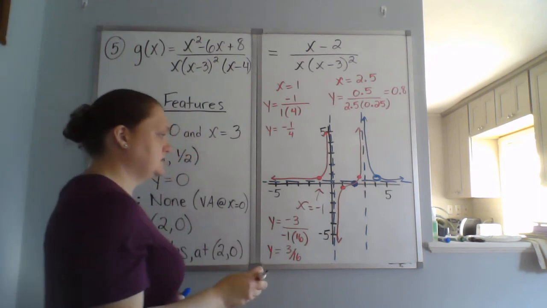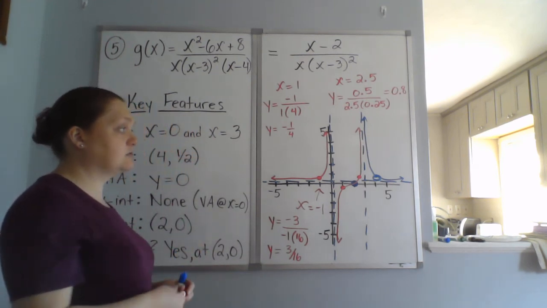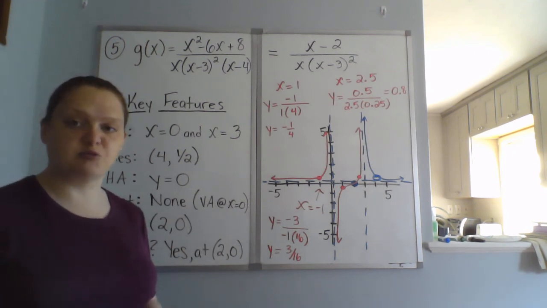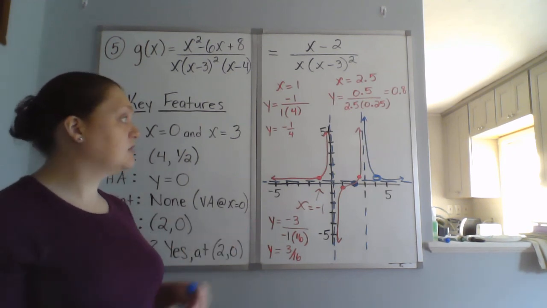All right? So this is a pretty crazy looking graph. There's a lot of extra work that had to go into this one beyond all of the key features. So there were a lot of confirmation points that we needed to find. But that's how I created the graph for problem number 5.